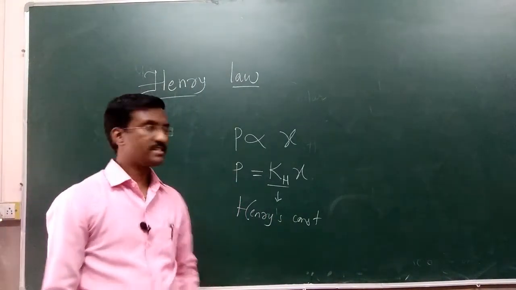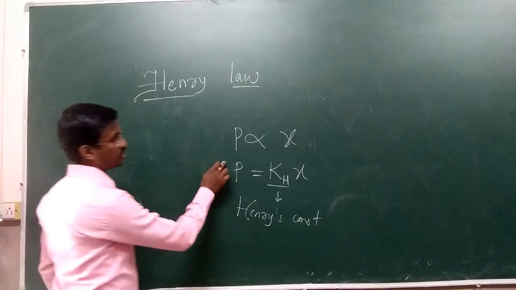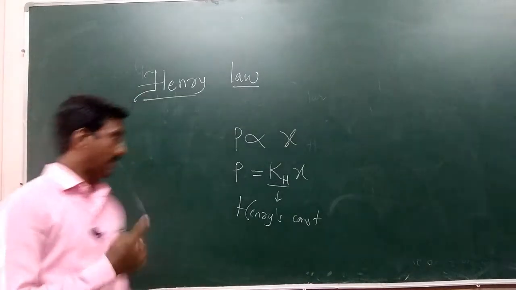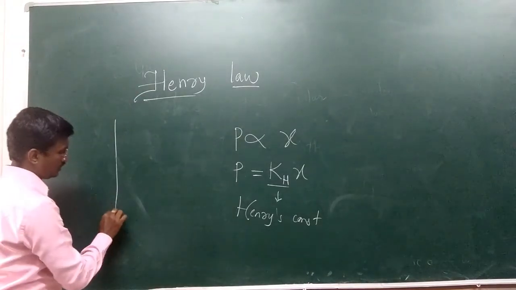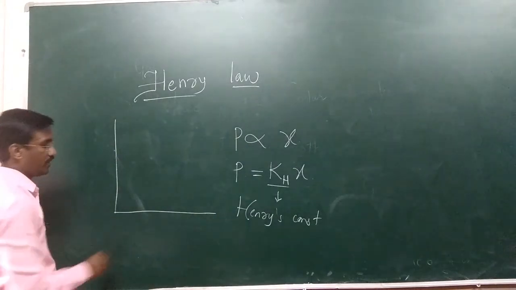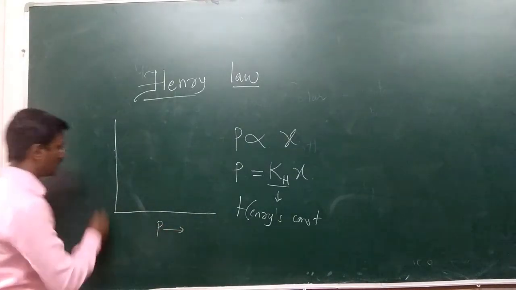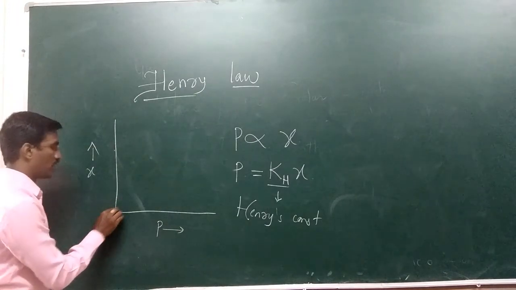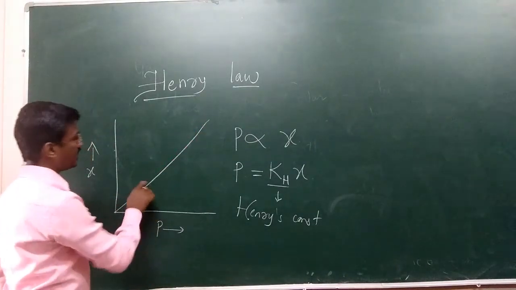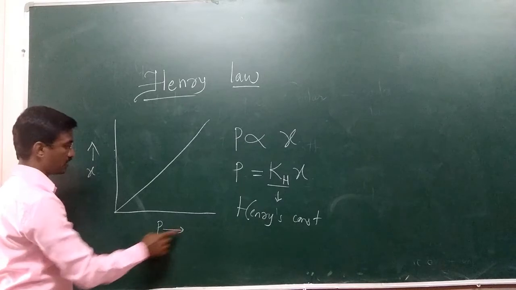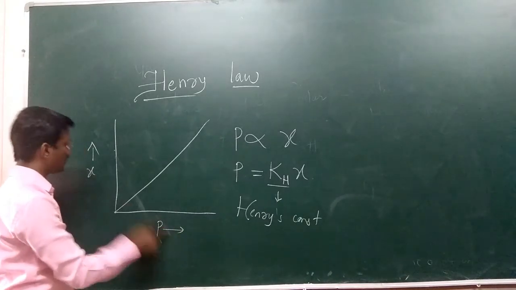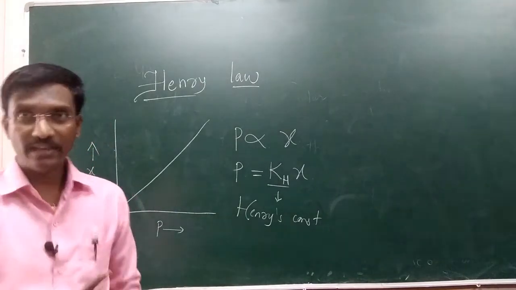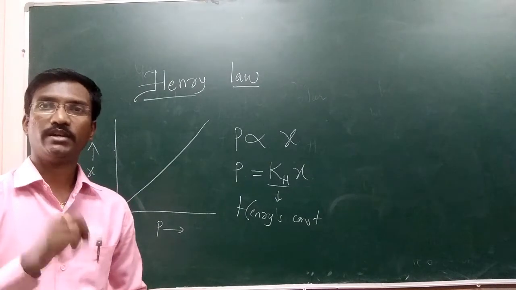According to Henry's law, as the pressure increases, the mole fraction of the solute in a solution increases. That can be represented in the graph. This is the x-axis, this is the y-axis. We take along the x-axis the pressure, and as the pressure increases, the mole fraction should increase. Therefore, we get a straight line. This straight line indicates that as the partial pressure of the gas increases, there will be a linear increase in the mole fraction of solute in a solution.